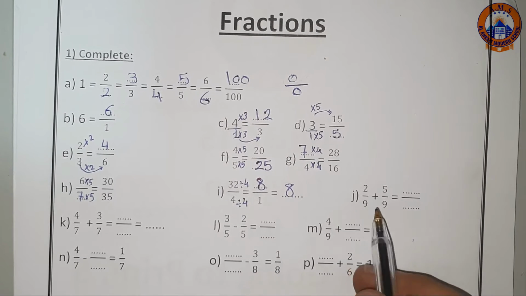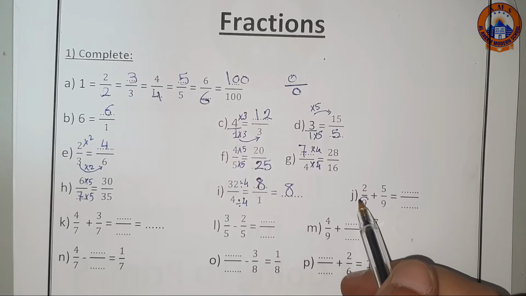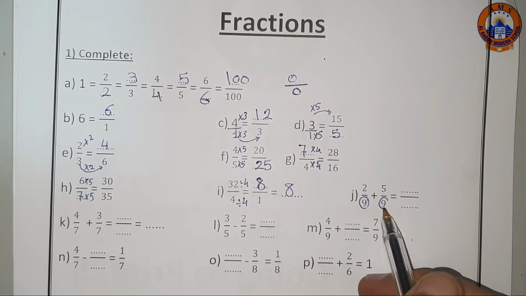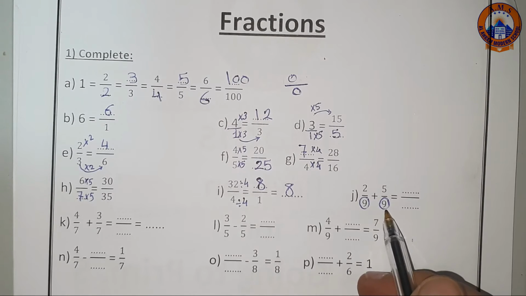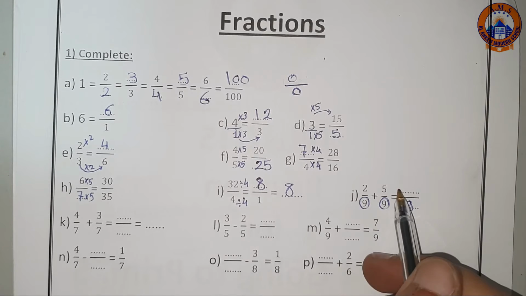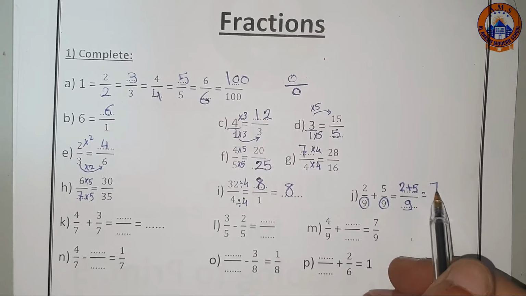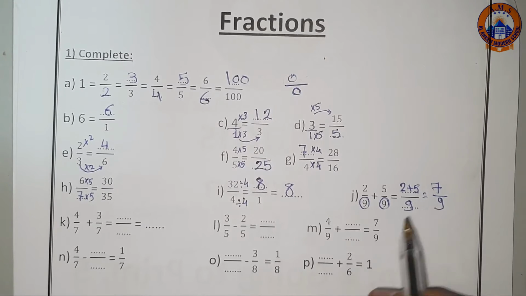Question number J. If we want to add two fractions, first we have to make sure that they have the same denominator, and the denominator here is 9. So the answer also will be with denominator 9. Then we're gonna add 2 plus 5. So 2 plus 5 equals 7. So the answer is 7 over 9.